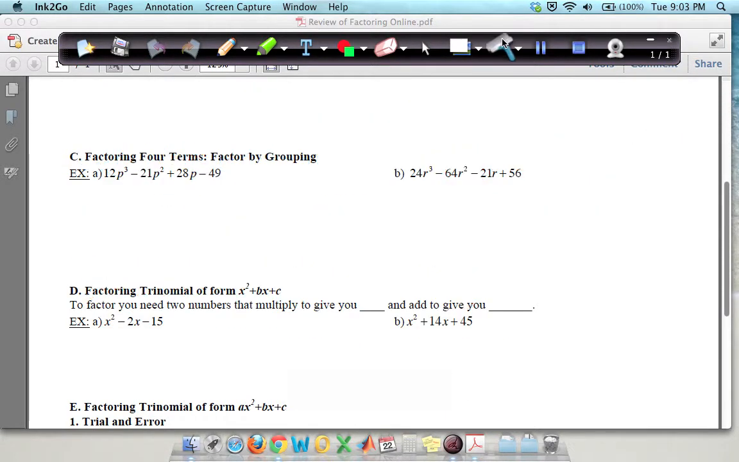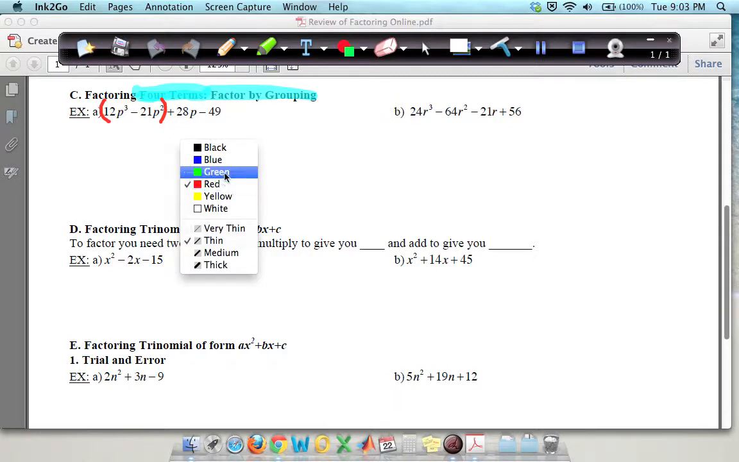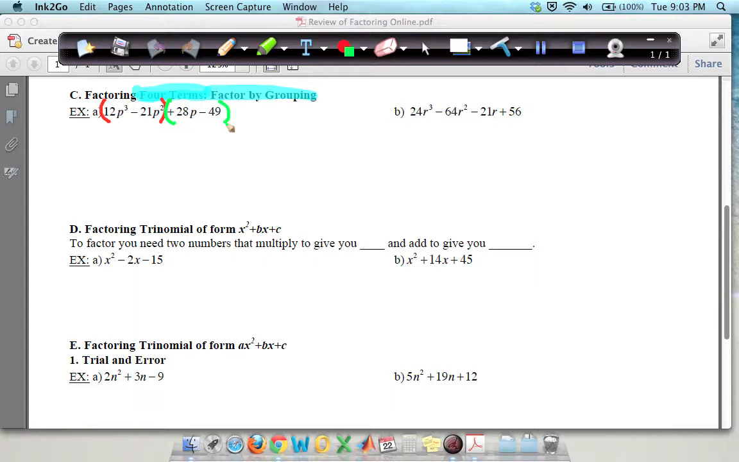Okay, let's look at factoring when you have 4 terms. So when you have 4 terms, we're going to look at factor by grouping. And we're not going to use this a lot in this class, but I just want to show it to you. Factor by grouping means you are grouping, in this case, the first 2 terms and then the last 2 terms. And make sure when you take the last 2 terms, you take the sign in front of the third term. And you're basically looking for the GCF.